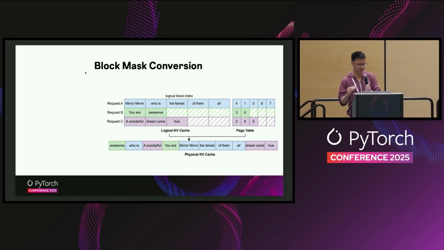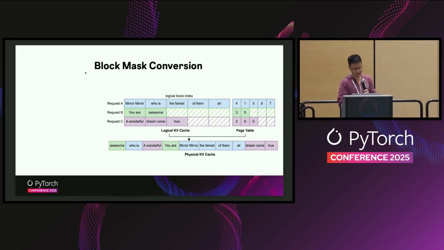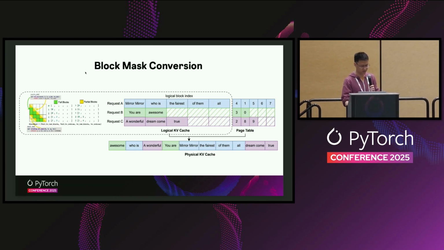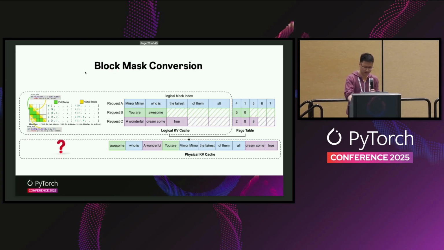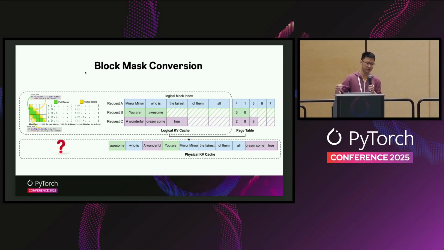Actually, we don't need a new kernel. We can just do some block mask conversion to make it work. Let's say for this logical KV cache, we have the block mask, saying for each query, what should be the KV block we should compute, right? And we just need to map to something similar for the physical KV cache, saying, for this query token, what should be the KV index in this physical KV cache instead of the logical KV cache?